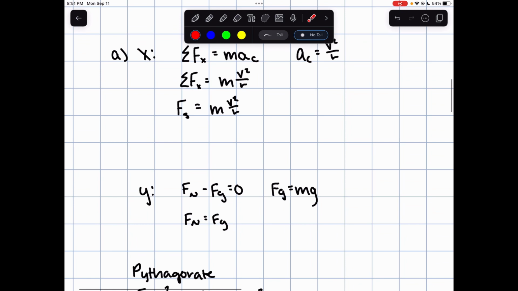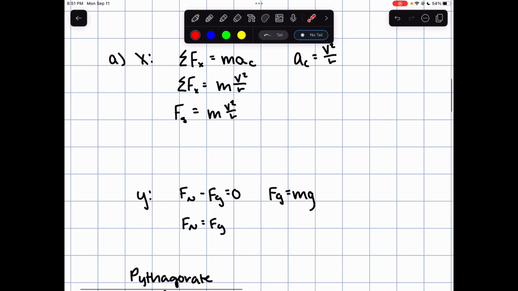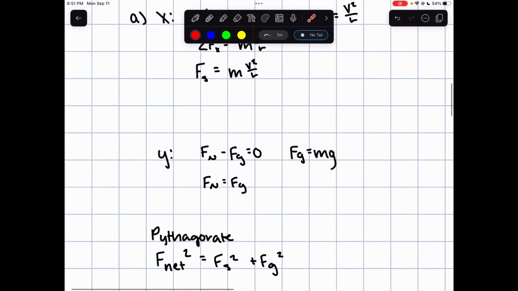Next, let's take a look at our y direction. We know Fn minus Fg is equal to 0. So we can rewrite that as Fn is equal to Fg. And we know that Fg is equal to mg, which will come in later when we're using substitution. So what do we do now? Well, we have x, we have y, so we're going to Pythagorate to find the total net force.